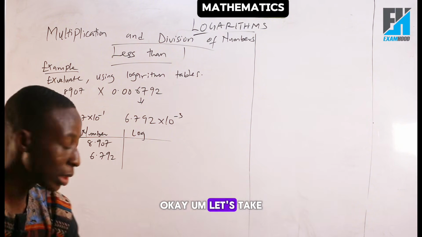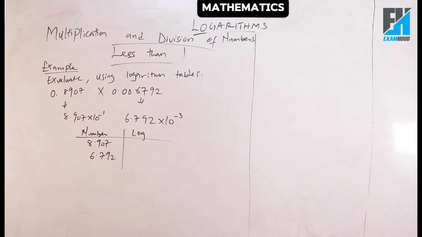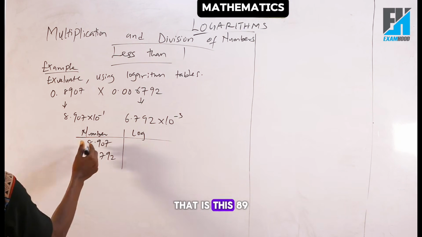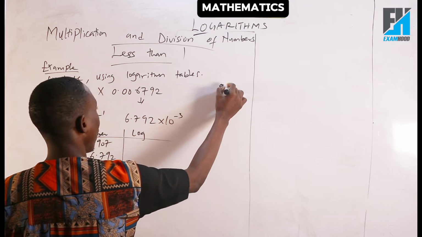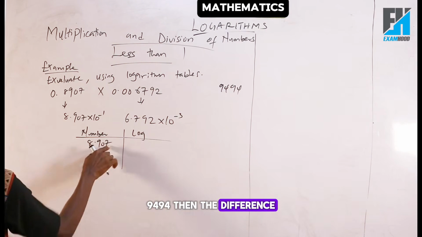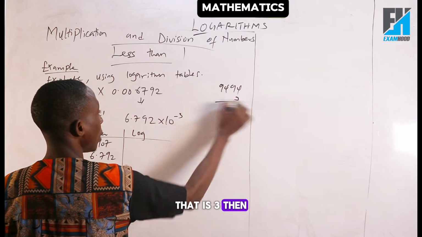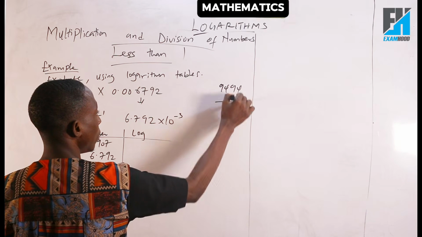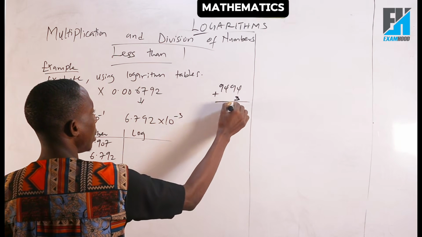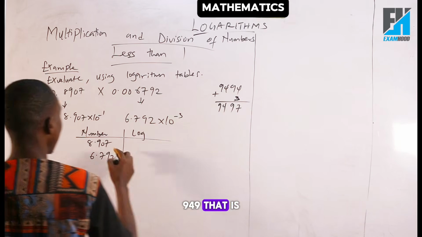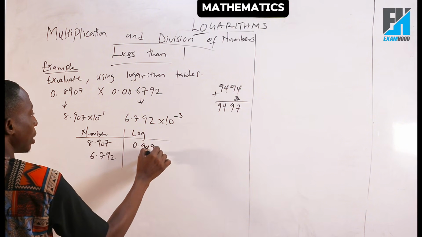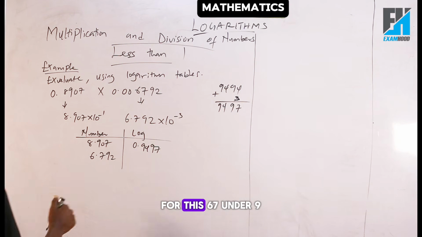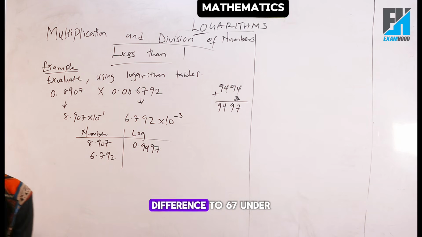Okay, let's take a logarithm table. 89 under 0 gives us 9494. Then difference 7 gives us 3. Let's add: 9494 plus 3 is 0.9497. Clear?